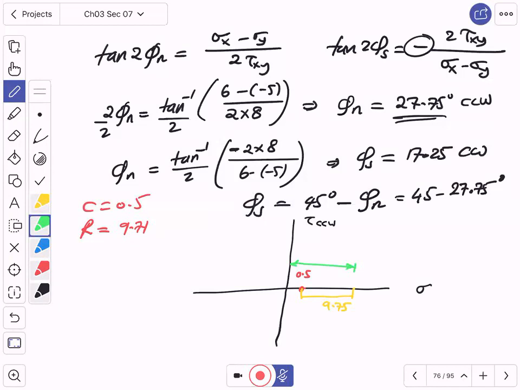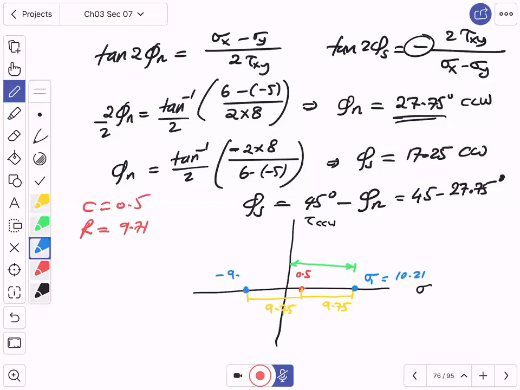It becomes 9.71 plus 0.5, which is exactly sigma 1. So this one is indeed sigma 1, which is equal to how much? 10.21. Now notice, to get the point on the other side I start from 0.5 and I need to add how much? 9.71, but in the opposite direction. And this is what is going to give me minus 9.21, which is sigma 2.